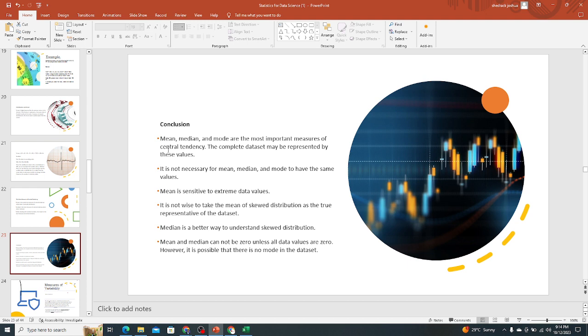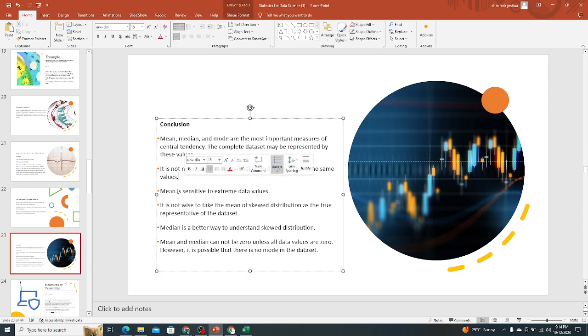Then we have some conclusions. Mean, median, and mode are the most important measures of central tendency. The complete data set may be represented by these values. It is not necessary for mean, median, and mode to have the same values. Mean is very sensitive to extreme data values. It is not wise to take the mean of a skewed distribution as the true representative of the data set. Median is a better way to understand a skewed distribution.